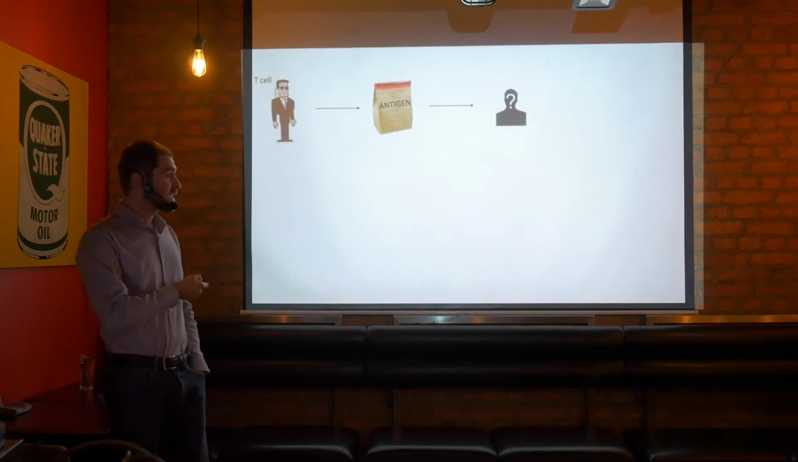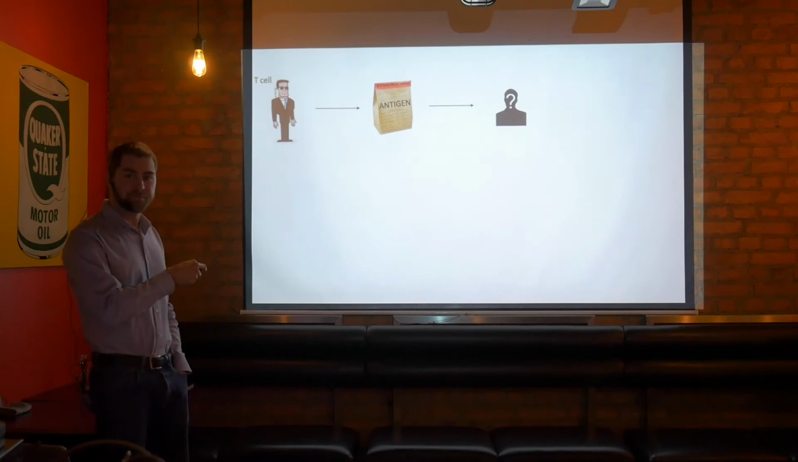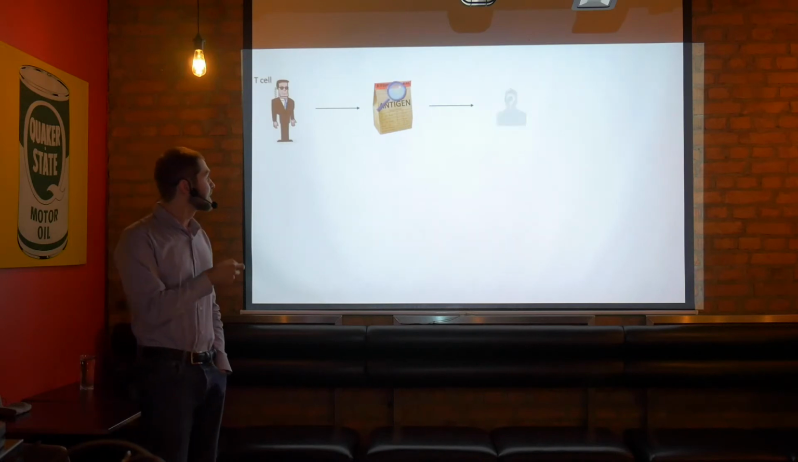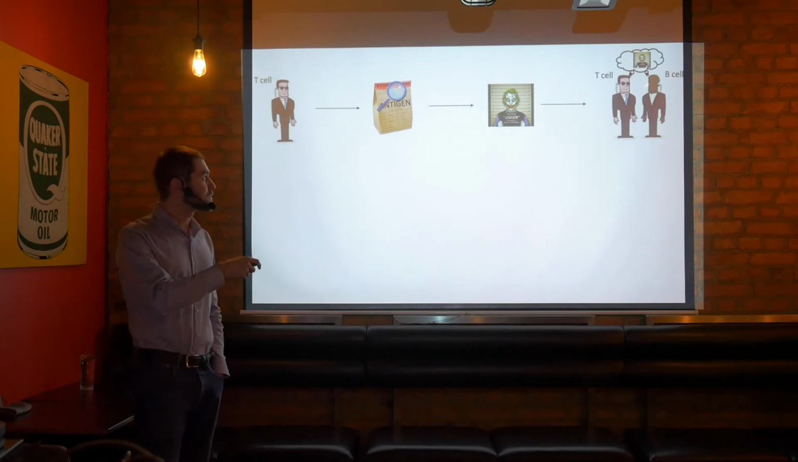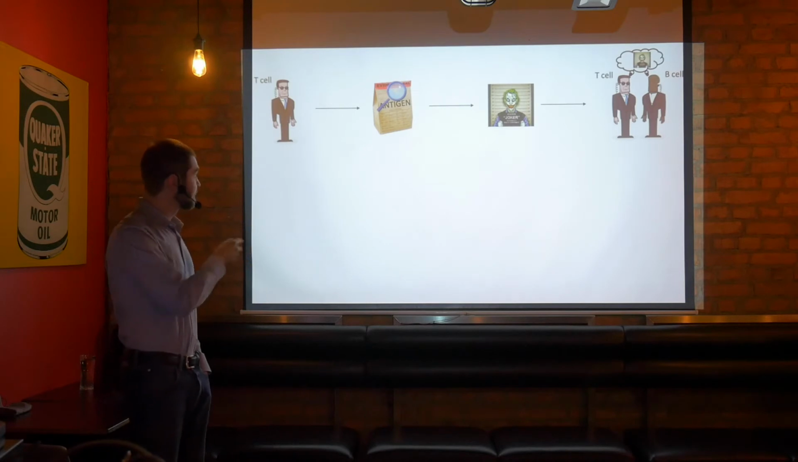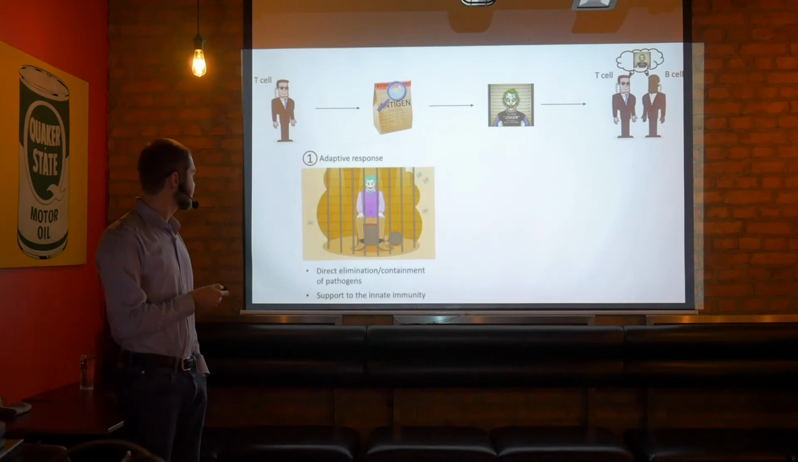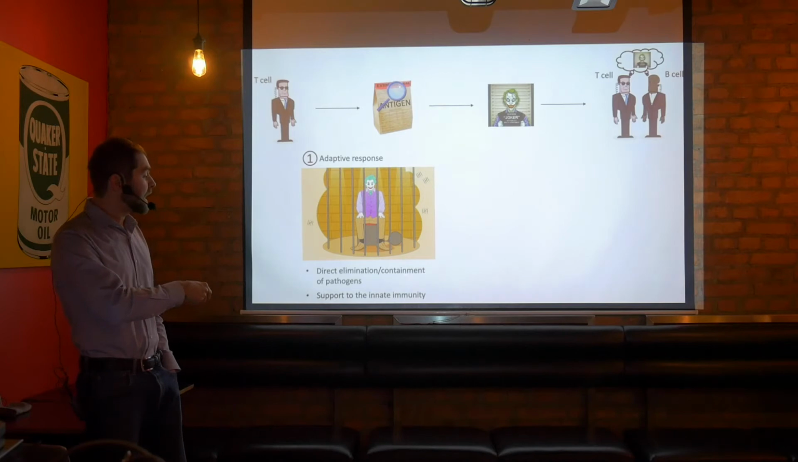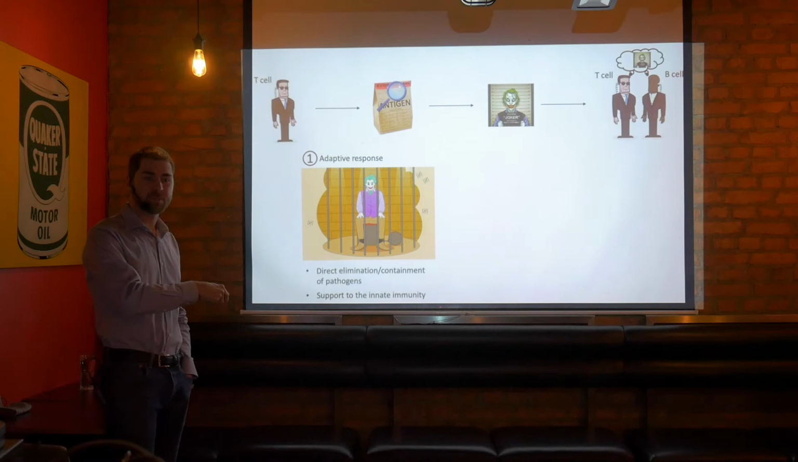Now the next step is that the T cell can use this information to identify the pathogen. So they analyze the evidence, they recognize who the pathogen is, and then together also with the B cells they can develop the better strategy to fight the criminal. And this leads us to two results. The first result, as we said, is adaptive response. So direct elimination and or containment of the pathogens, and in the meantime support of the innate immunity.